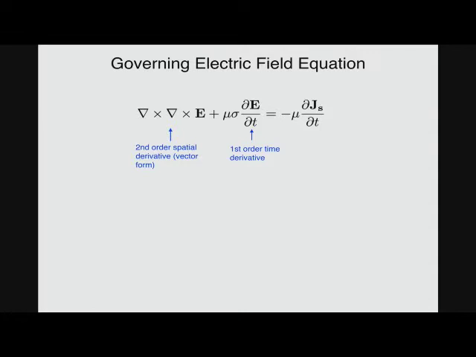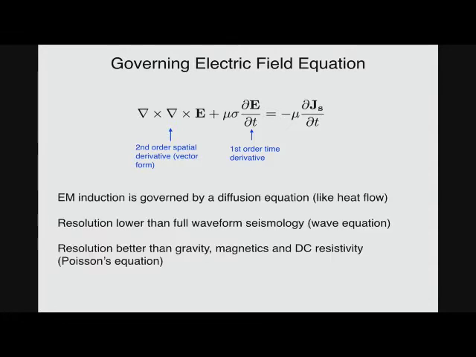Because the electric field is a vector field, we have these special curl operators, but you can just think of this as a second order derivative. There's a first order time derivative here. So we've got the second order spatial derivative plus these coefficients times the first order time derivative, and then we have our forcing function or source function over on the right. So this is basically just a diffusion equation. EM induction is basically a diffusive process. It's kind of like how heat flow in the Earth is a diffusive process.